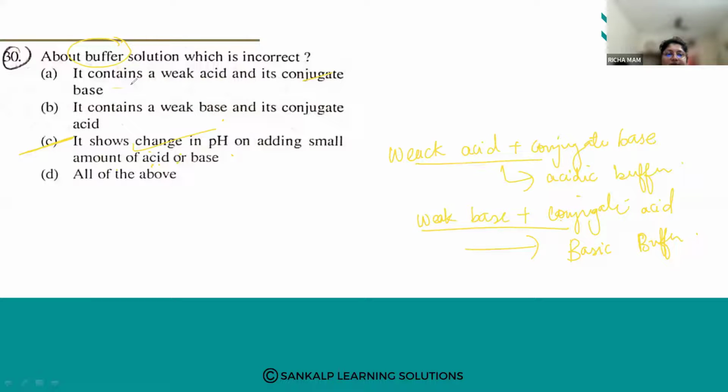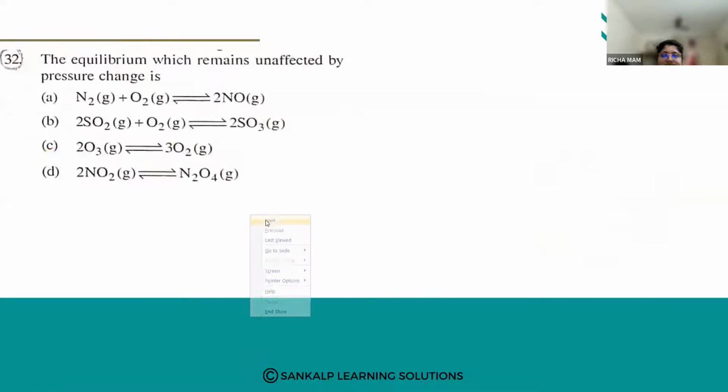So this is with respect to acidic buffer. They have not asked about acidic buffer, or they have not asked about basic buffer. They have asked about buffer. Okay. So what it does, it resists the change in pH on adding small amount of acid or base. So option number C is the answer. Okay.